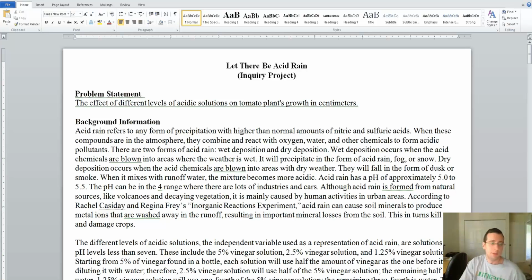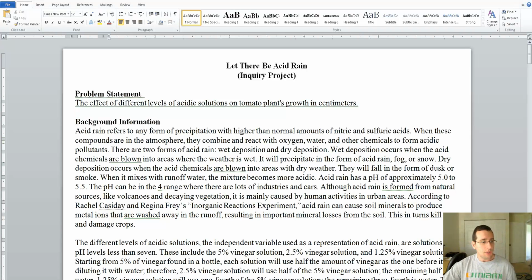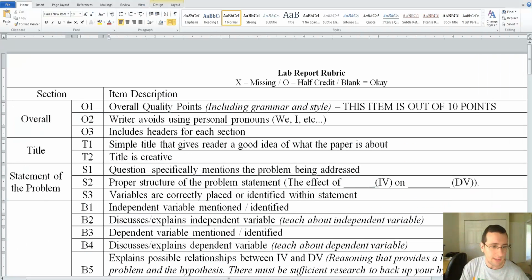Let's go back to that sample that we're talking about here. So here's our problem statement. She's going to get that point for having the header here. And then she says, the effect of different levels of acidic solutions on tomatoes plants growth in centimeters. So this should be a good problem statement. So let's look at the rubric to make a decision. And you see there's 3 points here for the problem statement. The first question is: does the question specifically mention the problem being addressed? So she's talking about the effects of acid rain on the growth.